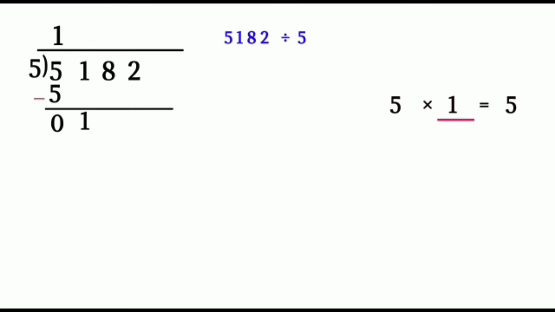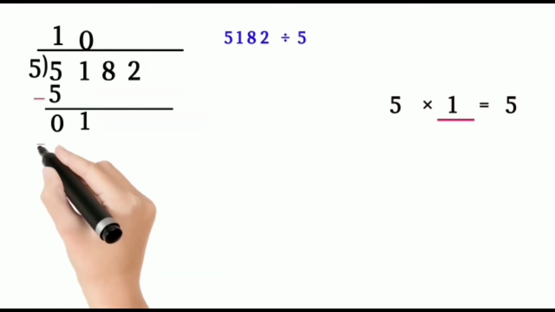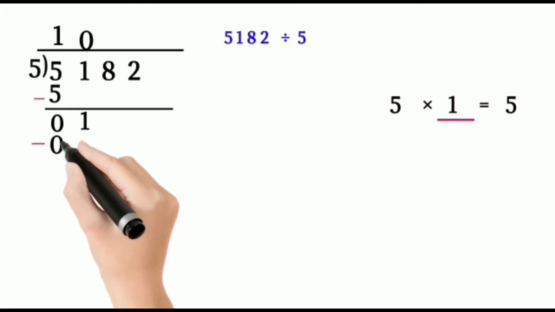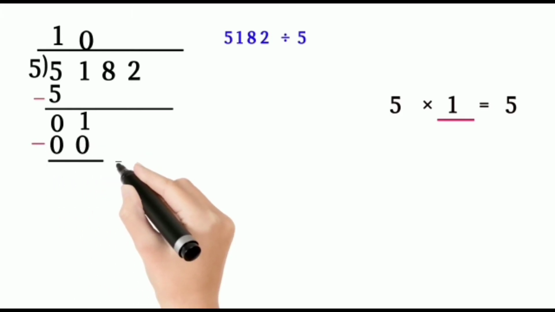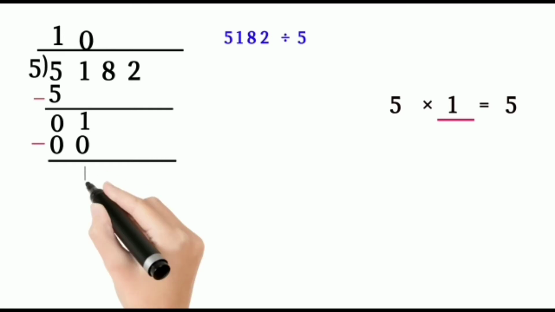Then our new dividend is 1. 1 is smaller than the divisor. So write 0 in the quotient. Then 5 zeros are 0. Then write 0 and subtract. Then we get 1.